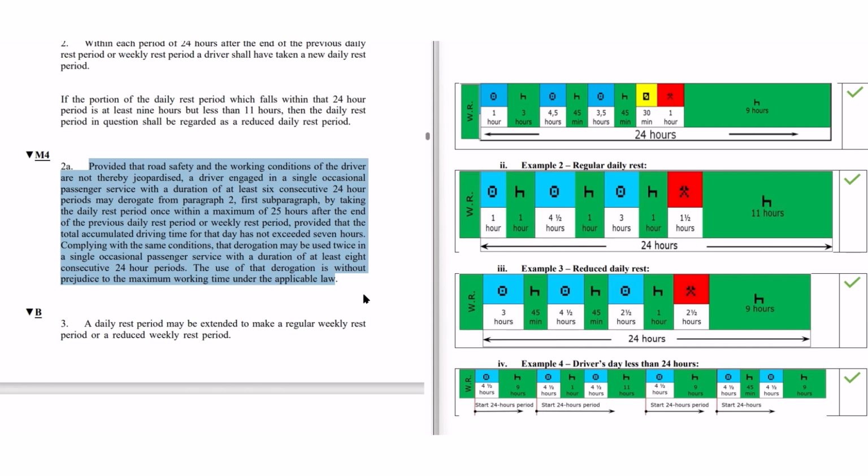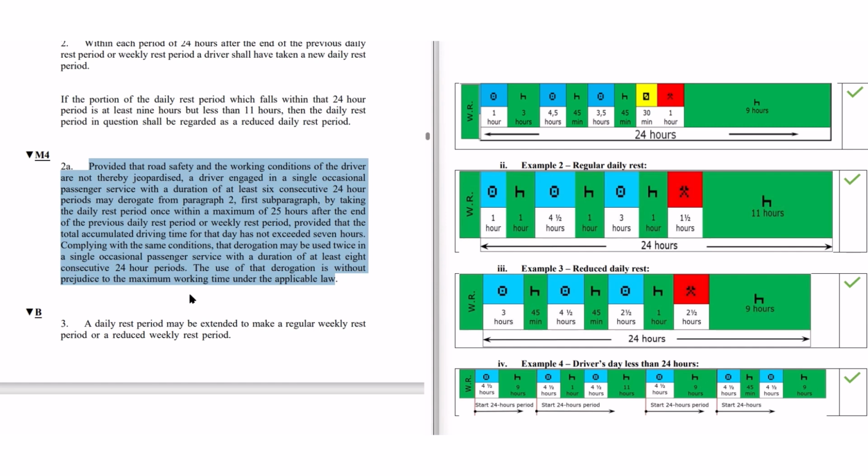Specifically, the daily rest can be taken within 25 hours instead of 24 from the end of the last daily or weekly rest. It is essential to emphasize that this exception can be applied only once, and only if the total driving time for the day does not exceed 7 hours. This is especially useful for bus drivers with extended programs that cause the shift to stretch beyond 24 hours, despite not involving much driving. Under the same conditions, this exception can be used twice if the transport activity spans at least 8 consecutive 24-hour periods. However, applying this exception must not cause the driver to exceed the maximum working time.